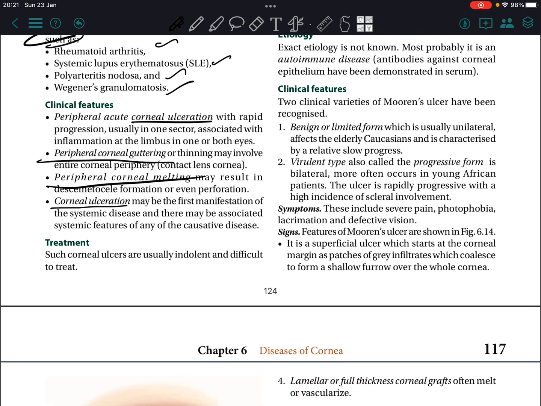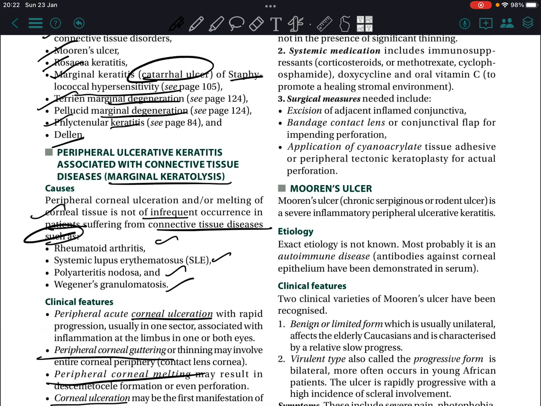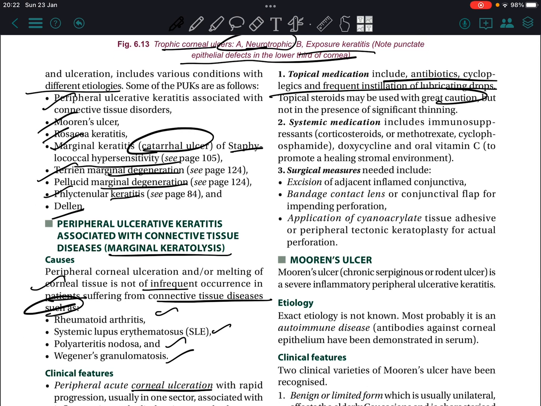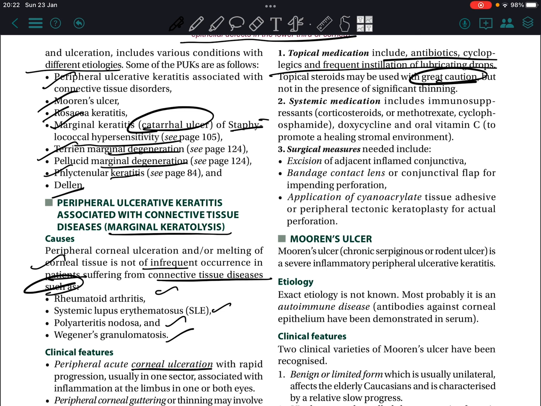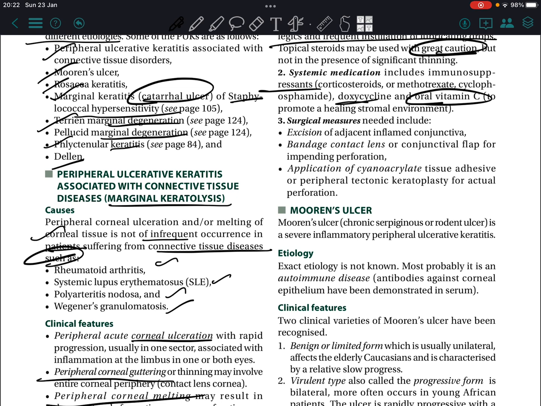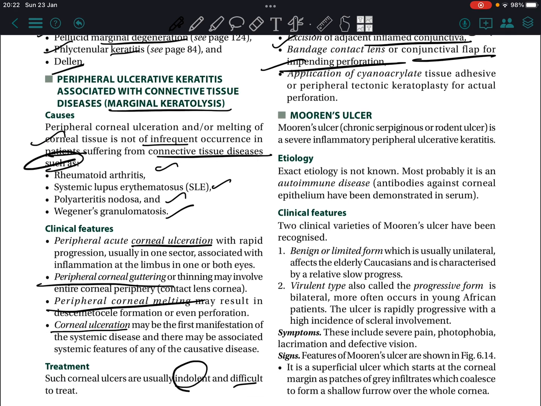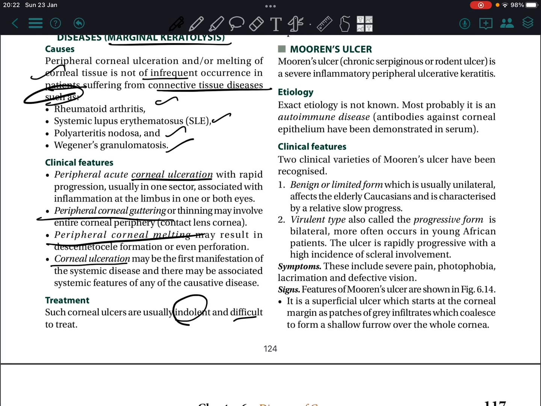Treatment: such corneal ulcers are usually indolent and difficult to treat. Topical medications include antibiotics, cycloplegics, and frequent instillation of lubricating drops. Topical steroids may be used with great caution. Systemic medications include immunosuppressants, doxycycline, and oral vitamin C. Immunosuppressants include corticosteroids, methotrexate, cyclophosphamide, etc. Surgical measures needed include excision of adjacent inflamed conjunctiva, bandage contact lens, or conjunctival flap for impending perforation. Application of cyanoacrylate glue. Mooren's ulcer is a severe inflammatory peripheral ulcerative keratitis.